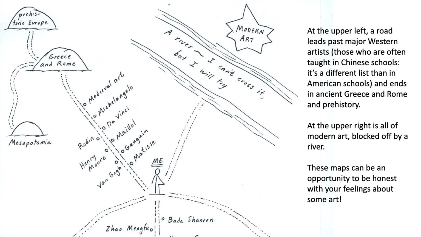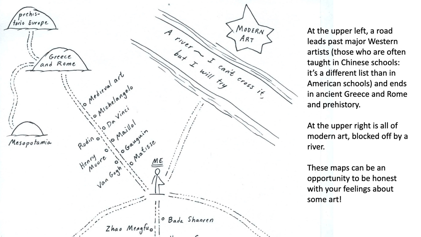So there are different narratives of art in different parts of the world, which is a theme that runs through all of these history lectures. That was for her a kind of Western genealogy. And then, as you could see, the last road leads up to the upper right toward modern art, but she figures she can't get there. She says, it's a river, I can't cross it, but I will try.